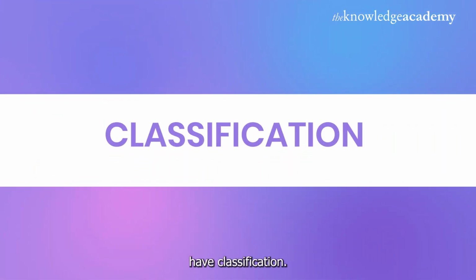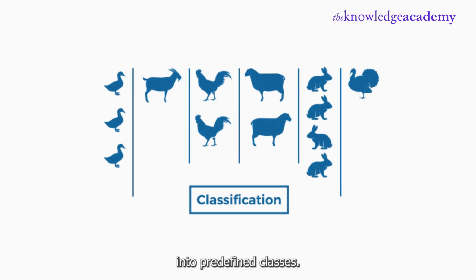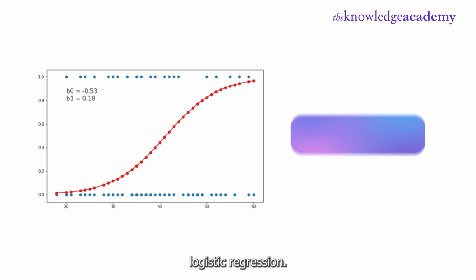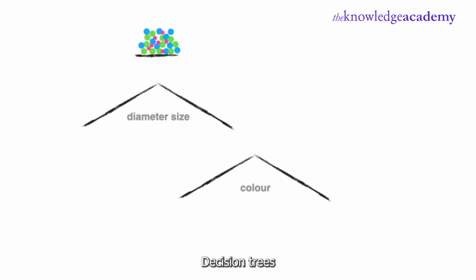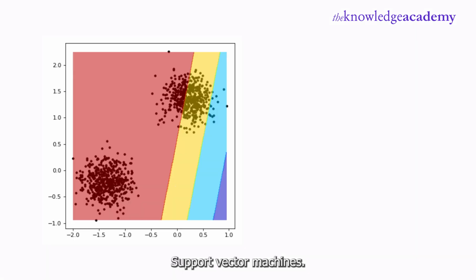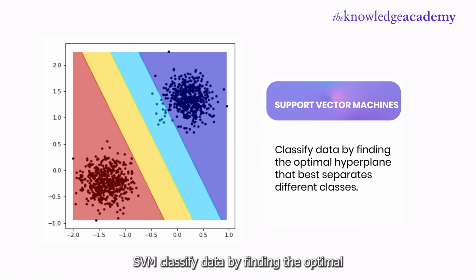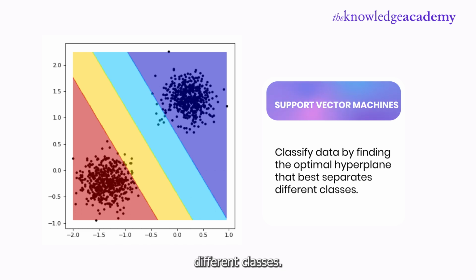Next, we have classification, which involves categorizing data into predefined classes. This is typically done using models like logistic regression. This is used for binary classification tasks, such as predicting whether an email is spam or not. Decision trees classify data by splitting it into subsets based on feature values, used in scenarios like diagnosing diseases based on symptoms. Support vector machines, SVM, classify data by finding the optimal hyperplane that best separates different classes.